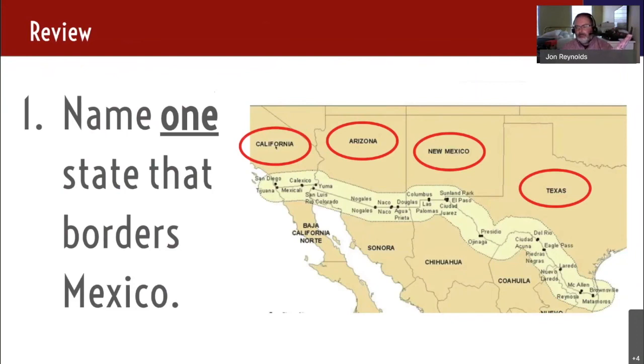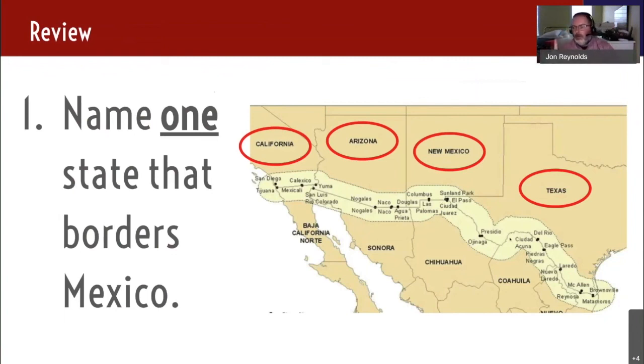California. Arizona. New Mexico. And Texas. So these states border Mexico. And remember, the border is where the two countries meet.